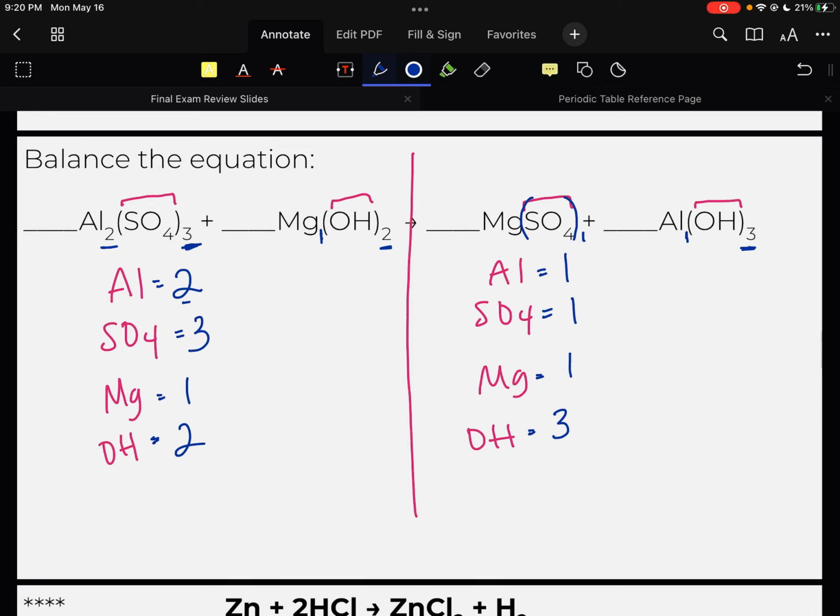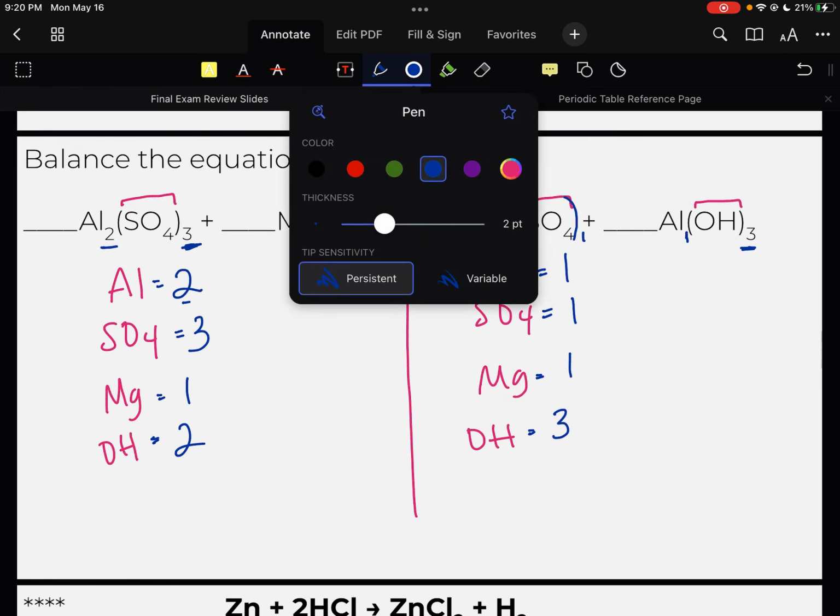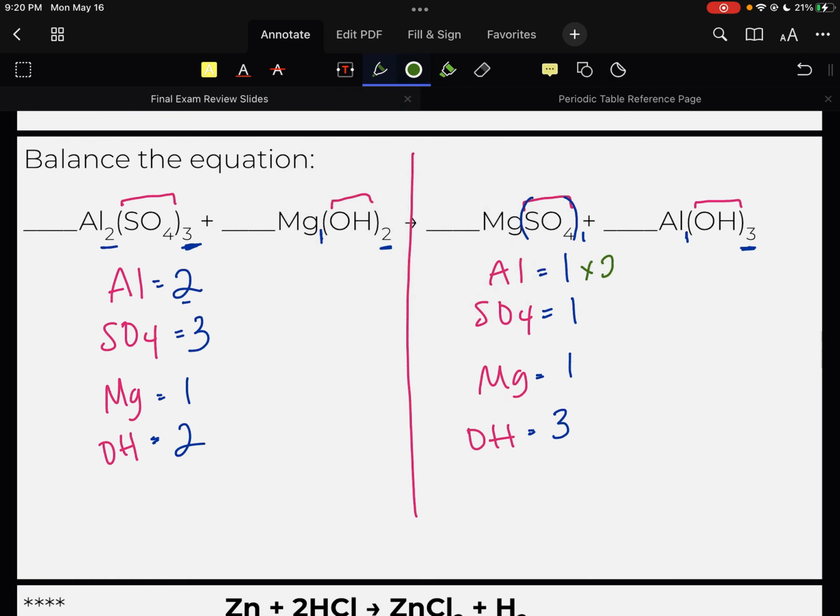So aluminum, I have 2 here. So if I want to turn this into 2, let me change my color here to something different. I can multiply by 2, and that means that 2 has to go in the lines. So whatever we multiply by is what goes on the blank. So now that gives me 2, and that matches. That also is going to mean that I have 2 times 3, a total of 6 OHs. Okay, so I want to go ahead and fix that.